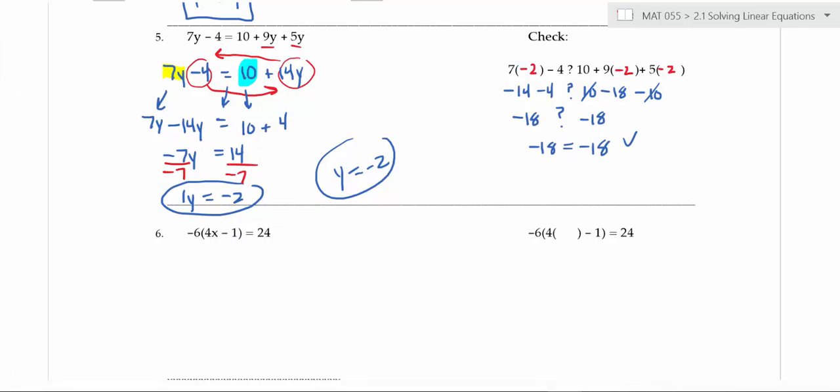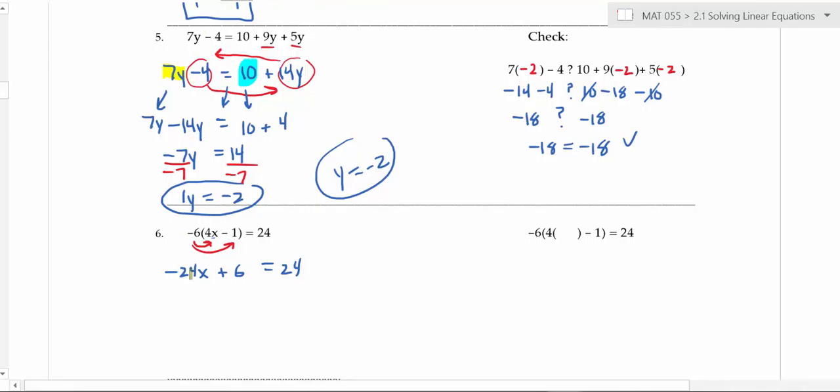Okay, next problem. You don't have to start with the distributive property, but it's probably a reasonable way to do this. So I'm going to do a distributive property like that. I've got negative 6 times 4x is negative 24x. Negative 6 times negative 1 is plus 6. Bring down the 24 like that.